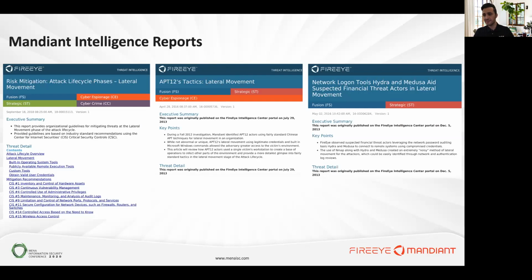So, as we can see here, this is all about visibility. It's all about proactivity. It's more about being ready and informed on the latest lateral movement tactics and techniques.